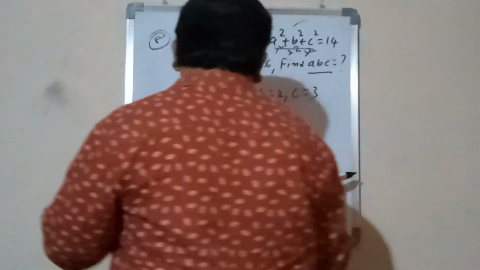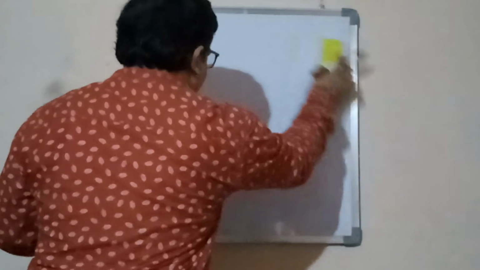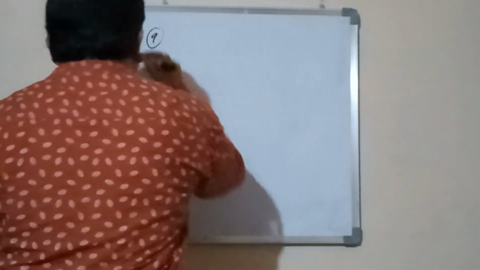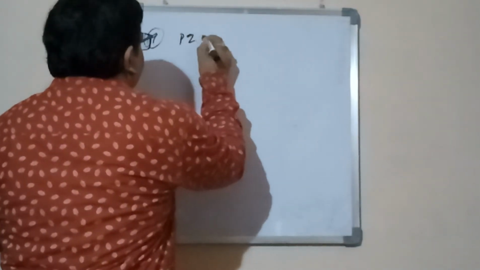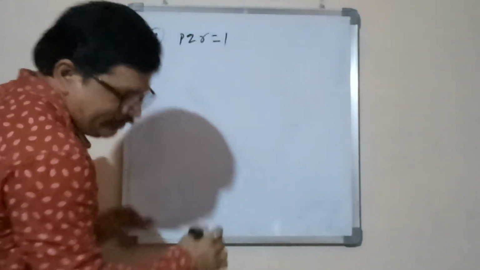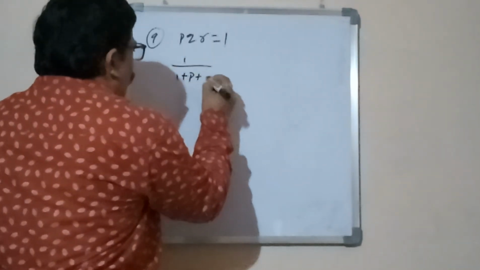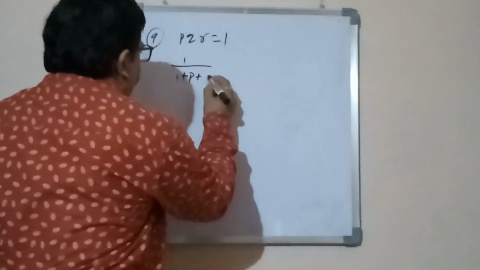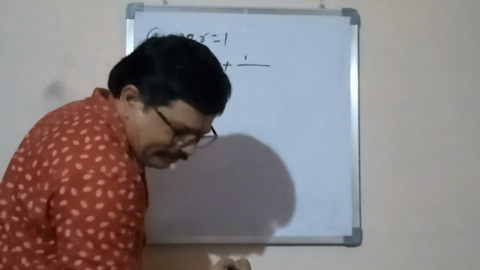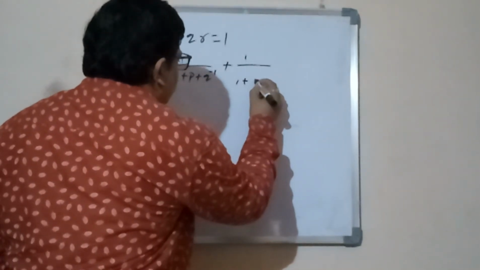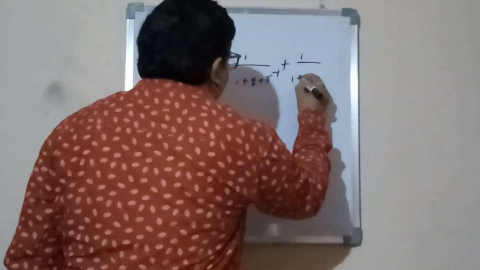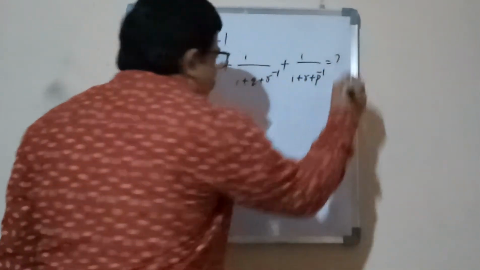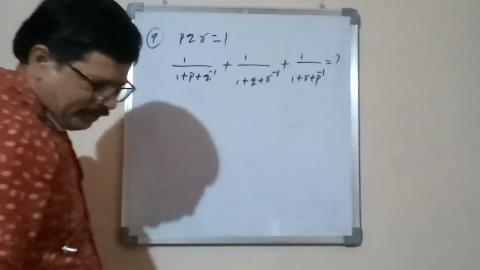Okay, next bit. Ninth bit. Very easy. pqr equals 1. The question is 1 by (1 plus q r) power 1, plus 1 by (1 plus q plus r) power 1, plus 1 by (1 plus r plus p) power 1. What is it asking? Find this out.